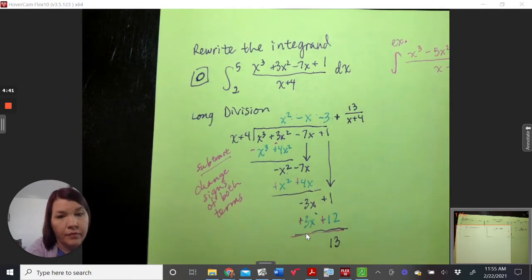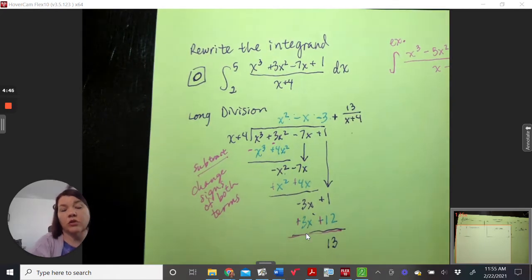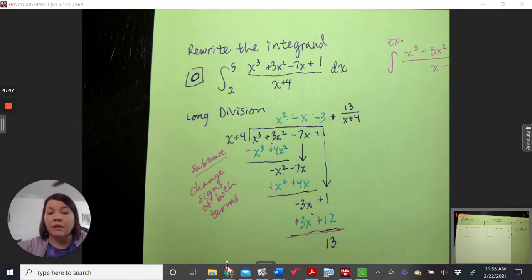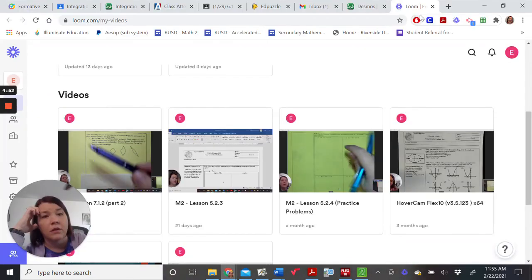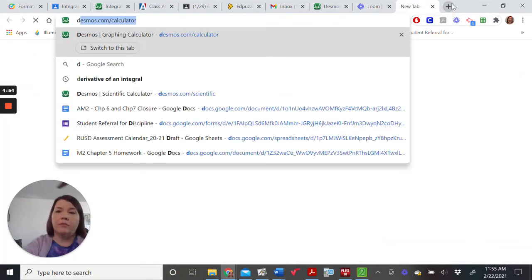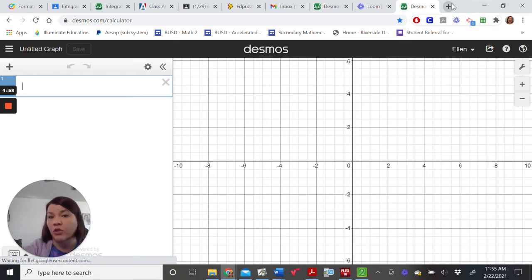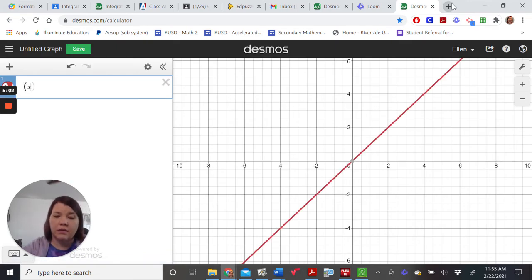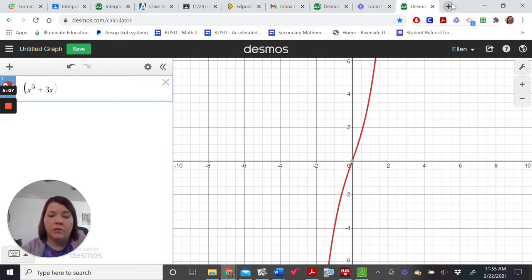And just to be sure that we didn't lead you astray, I didn't do this in class because there wasn't a lot of time, and I didn't want to keep you any much longer than I needed to. I'm just going to put those two equations into the graphing calculator and show you that they are equivalent. So I have x to the 3rd power plus 3x squared minus 7x plus 1 over x plus 4. So it looks like that.